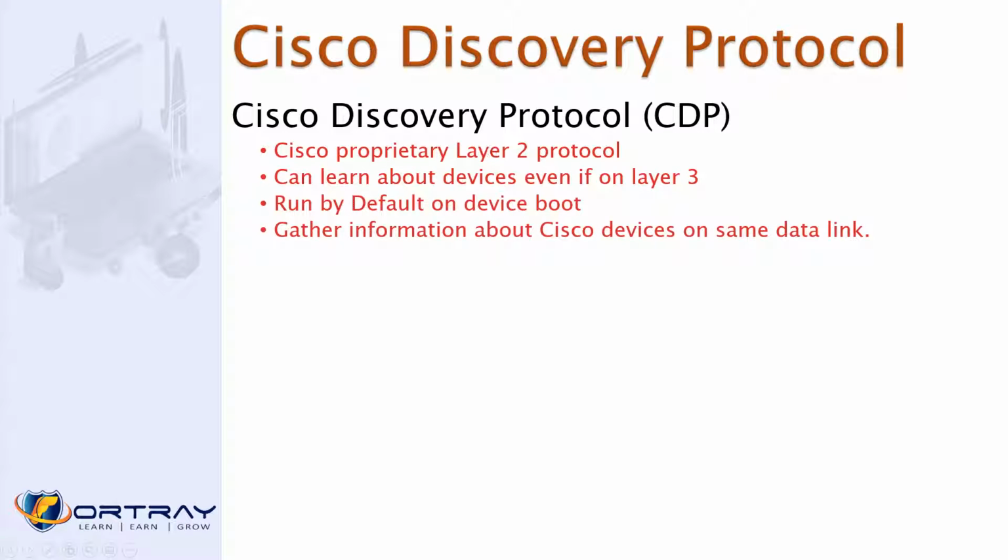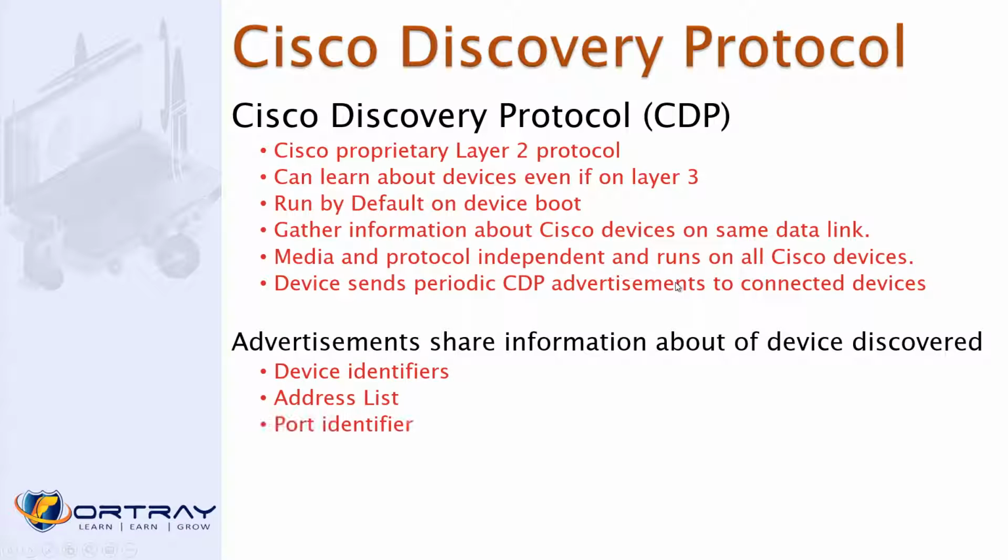So basically, what is the exact job of CDP? The exact job of CDP is gathering information about the Cisco devices on the same data link layer. It is media and protocol independent and runs on all Cisco devices. It sends periodic CDP advertisements to the connected devices. So after a certain period of time, it sends the advertisement.